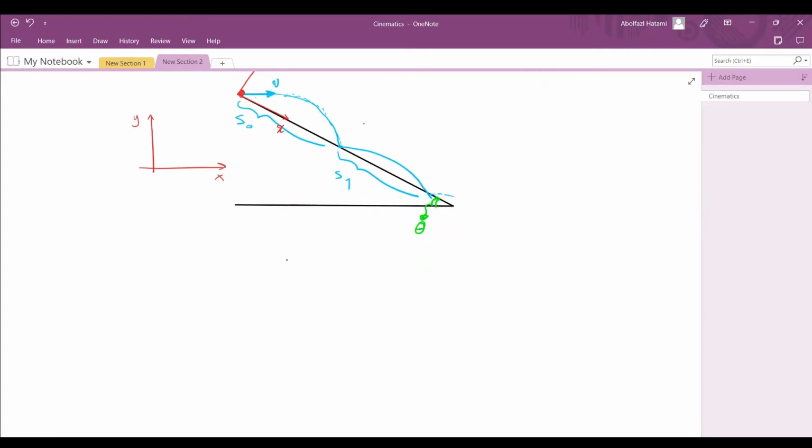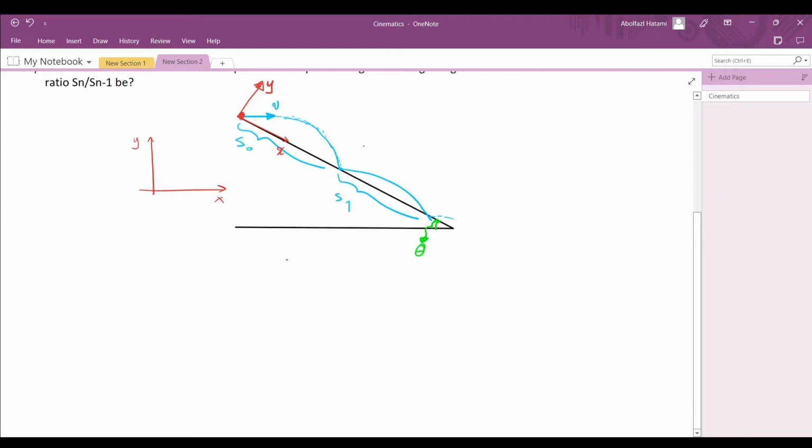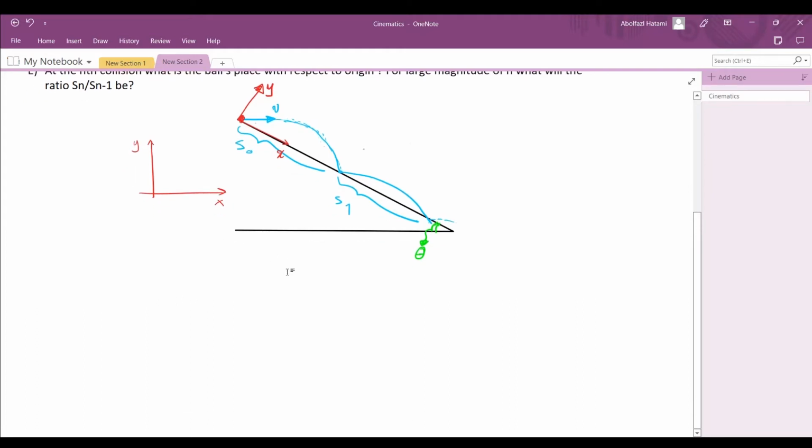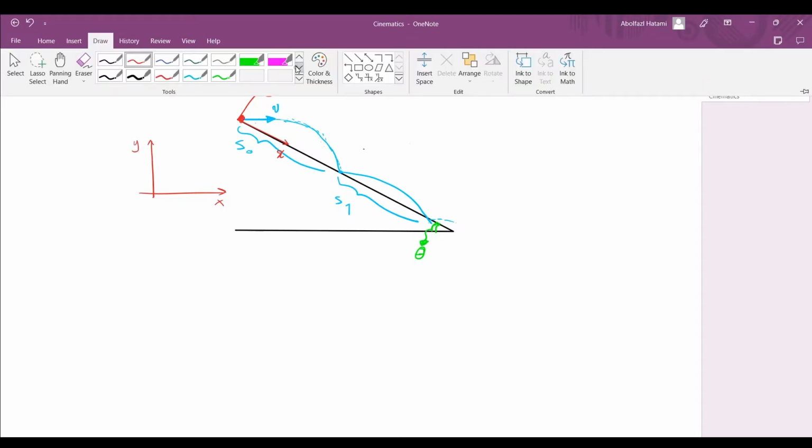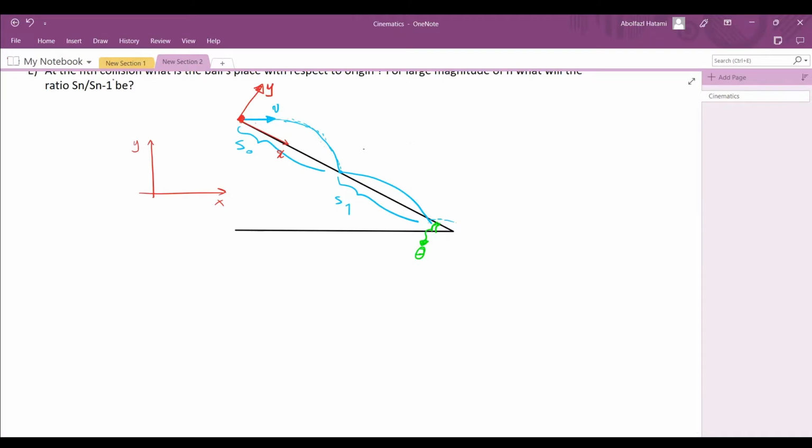First, we should know the acceleration, to integrate from the acceleration to get the velocities, and again integrate from the velocities to get the positions. Let me change the color to black. This is our inclined plane, and this is our coordinate system. This is y and this is x along the plane.